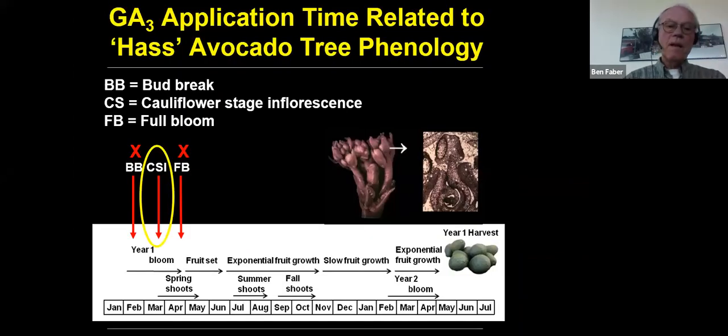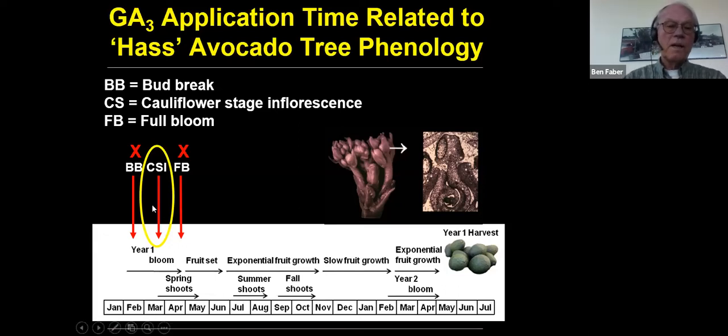Okay, so here is the timeline for a tree. We're in this period of March, things are starting to bloom. We get fruit set, we get a very rapid fruit growth, which slows down. And then we come into next year's bloom, and so you can apply this material at this time with fruit on the tree, and you don't have to wait for harvest. So you've got fruit on the tree, you can make the application and harvest the next day for that matter.